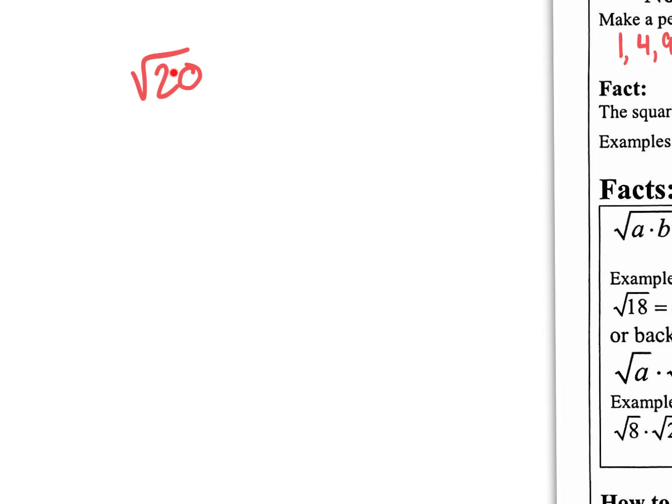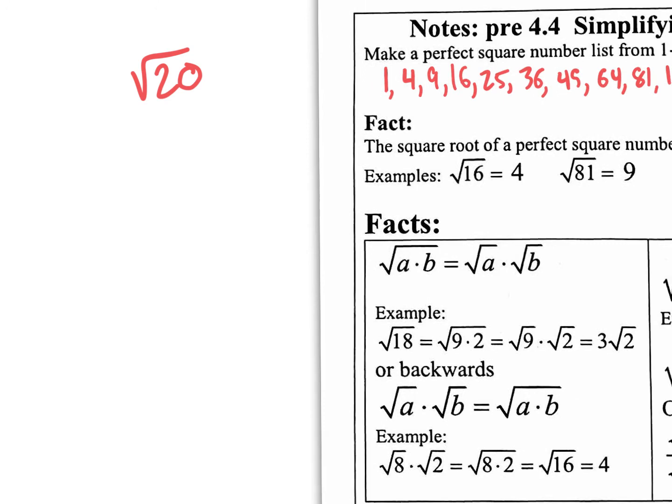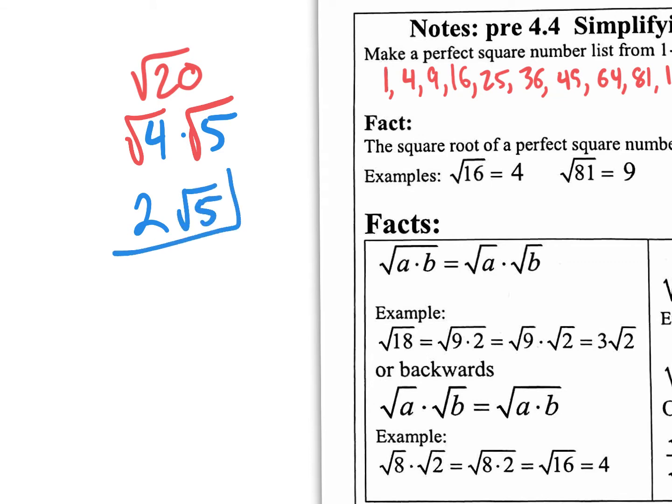The answer would be 5, but it's 20. So I need to rewrite it with multiplication to get a perfect square number. What times what is 20 where I could use one of these numbers? 4 times 5, exactly. So instead of 20, let's go 4 times 5. And we're going to take that square root that was on the 20 and we're going to split it to each of these. So what is the square root of 4? 2. That was the whole purpose of rewriting it to get a perfect square number. And the square root of 5, it just stays the square root of 5. And that's it. That's your answer.